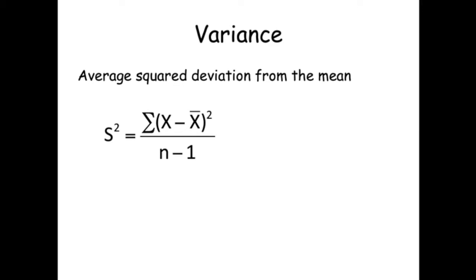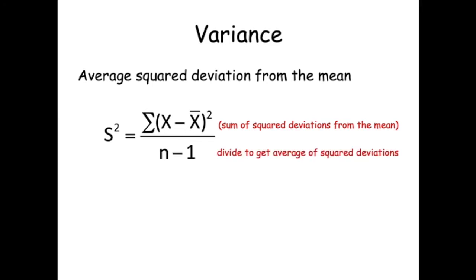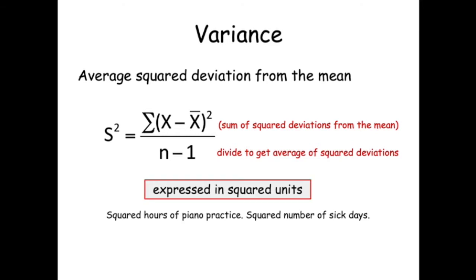The variance is the average squared deviation of each score from the mean. The numerator is found by subtracting the mean from each score, squaring this difference, and then summing the squared mean deviations. The sum is then divided by n-1 to get an average of the squared deviations. The variance is expressed in squared units, which is not intuitive.